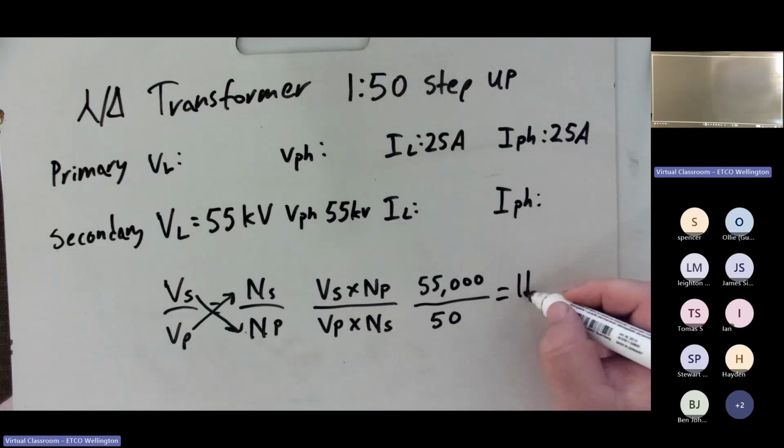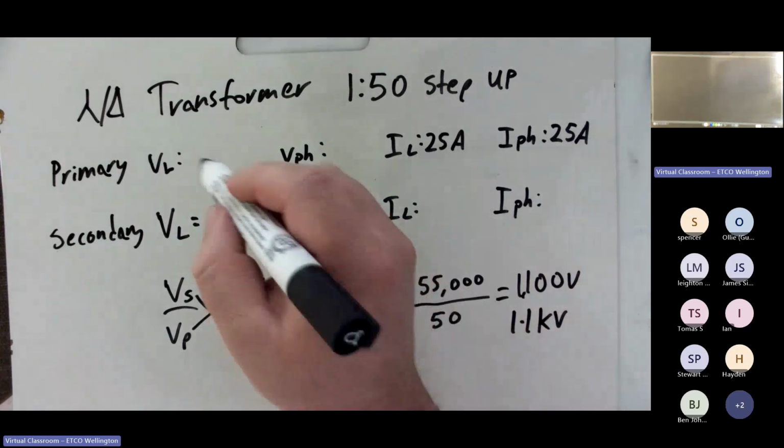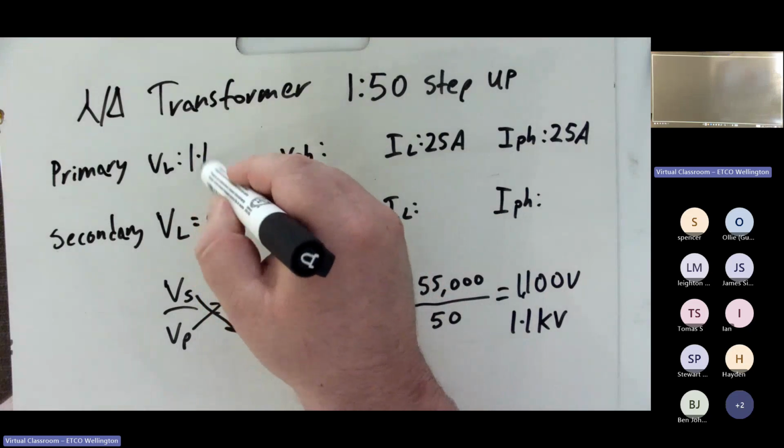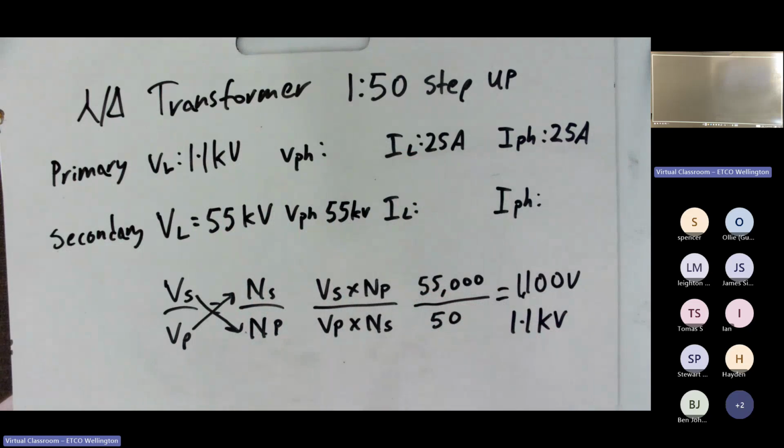Right, we get 1100 volts or 1.1 kV. So we can take that for our voltage line. We can put that in 1.1 kV. But now we need to figure out our phase voltage.